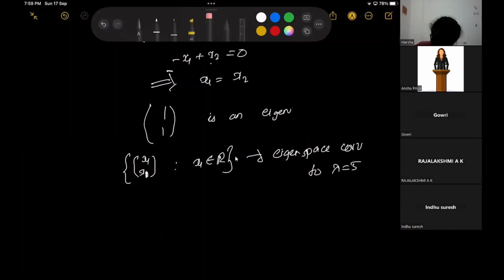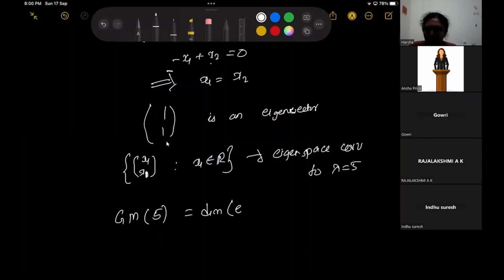R. So here again, what is the geometric multiplicity of 5? It is the dimension of the eigenspace corresponding to 5, and it is 1 because it is generated by only one element. This (1, 1) spans the whole eigenspace and it is linearly independent. So the dimension of this space is 1, and that is the definition of our geometric multiplicity.